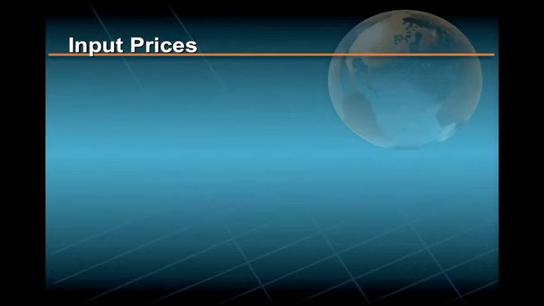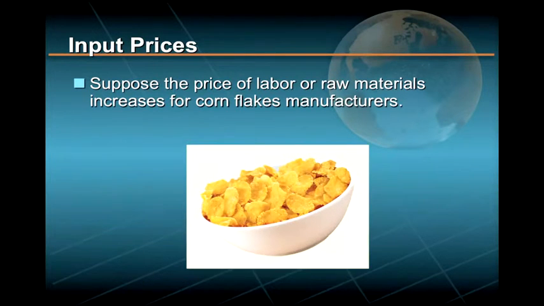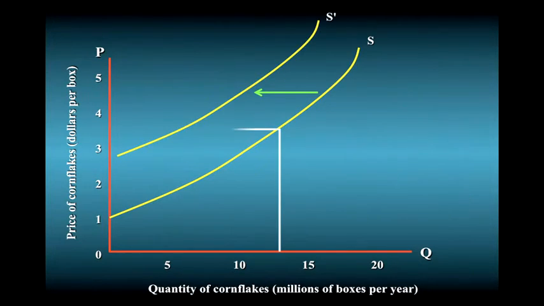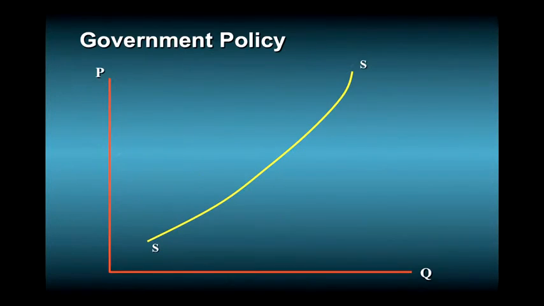Now, how about another shift factor? Input prices. Suppose the price of labor or raw materials increases for cornflakes manufacturers. What happens now to the supply curve? That's right, it shifts inward, so you supply less at a given price. Still, a third important shift factor is government policy. This can be a very big cost factor for businesses.